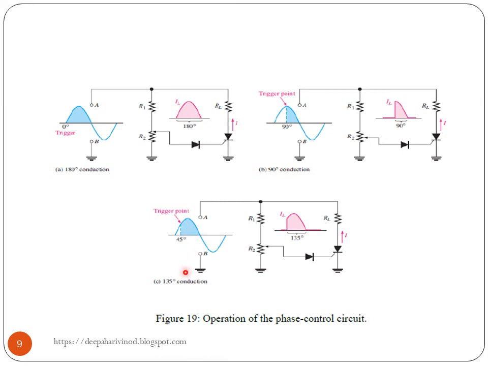Now here we can see that at 45 degree it triggers and the corresponding output will be obtained. The load current will be flowing, and we will get a voltage across the load.